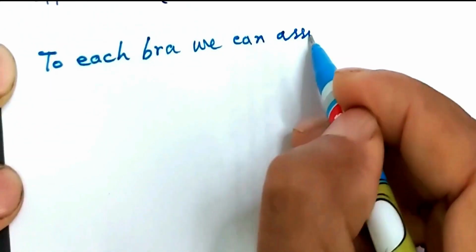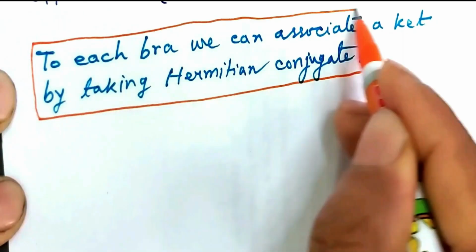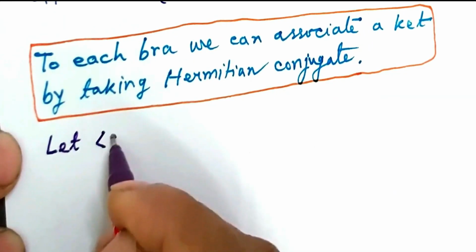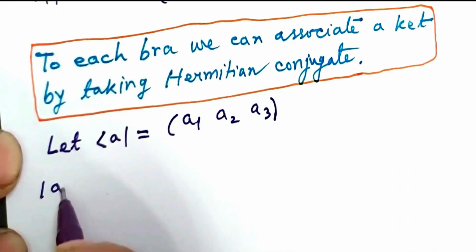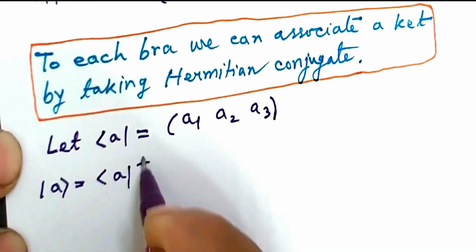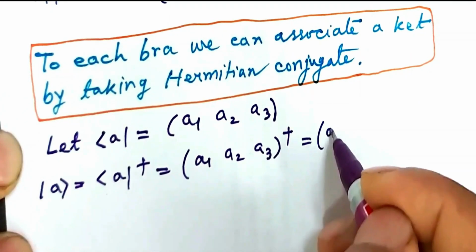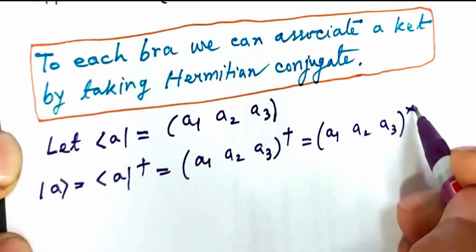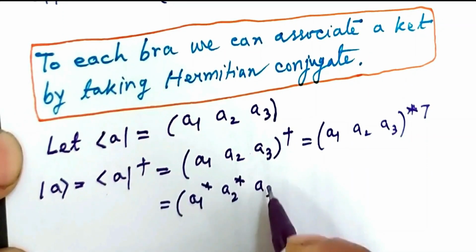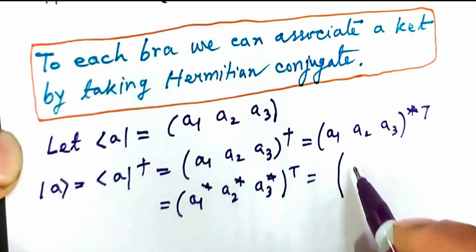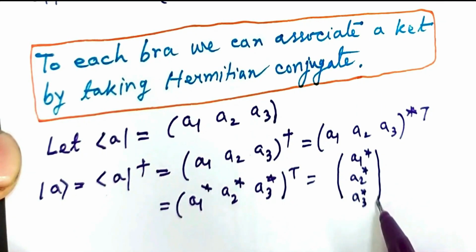We can also state that to each bra we can associate a ket by taking Hermitian conjugate. Let bra A be the 1 cross 3 row matrix A1, A2, A3. Then ket A will be bra A dagger, that is dagger of the row matrix A1, A2, A3, or star transpose of A1, A2, A3. Taking complex conjugate gives A1 star, A2 star, A3 star transpose, and taking transpose we get the column matrix A1 star, A2 star, A3 star.